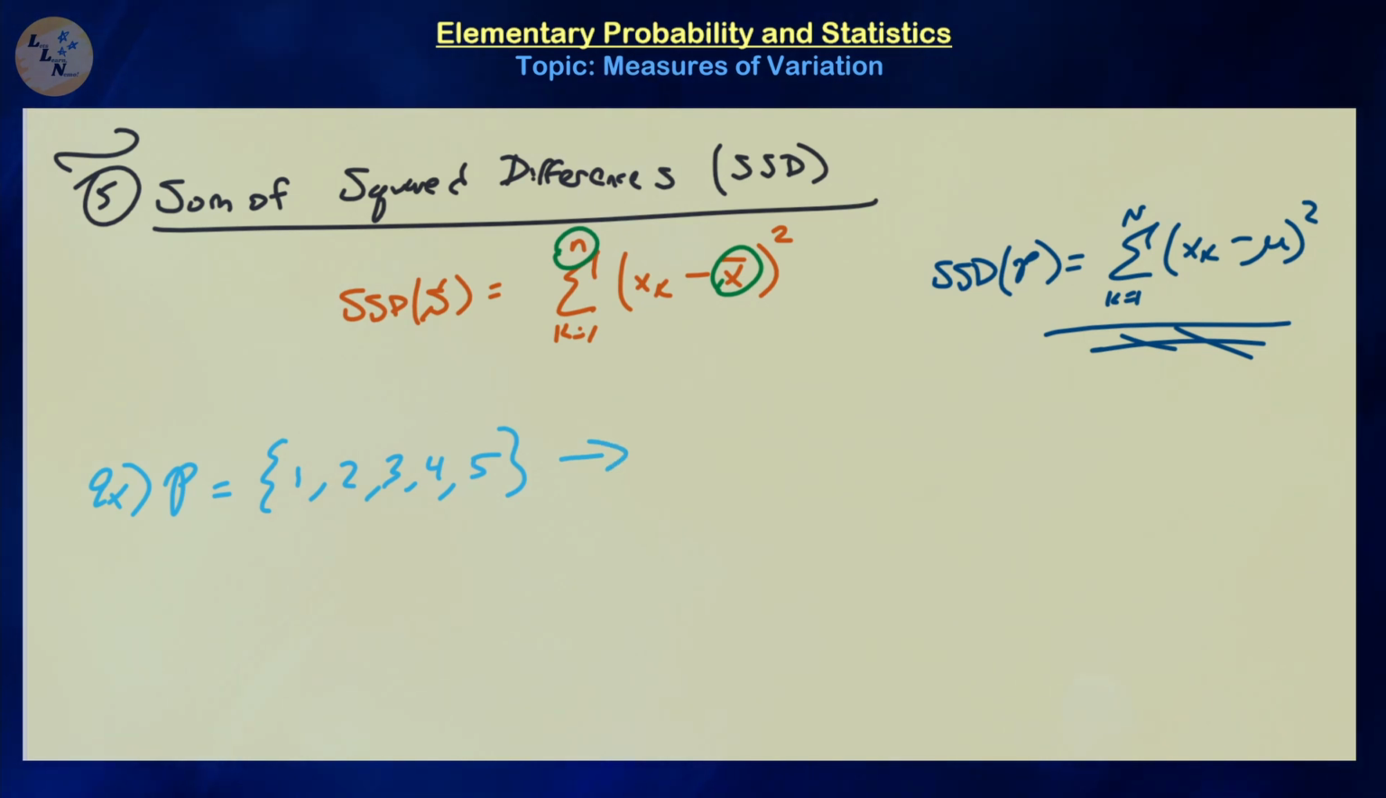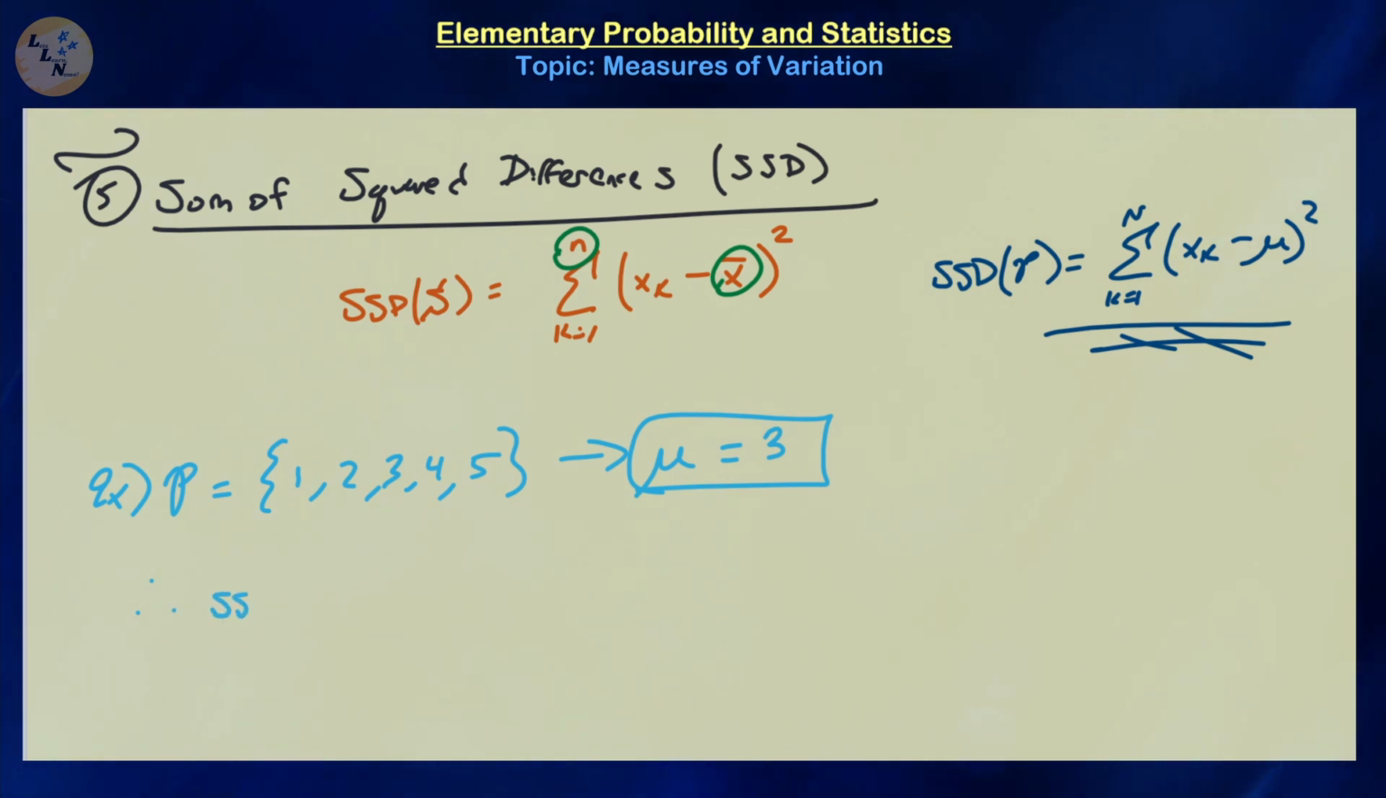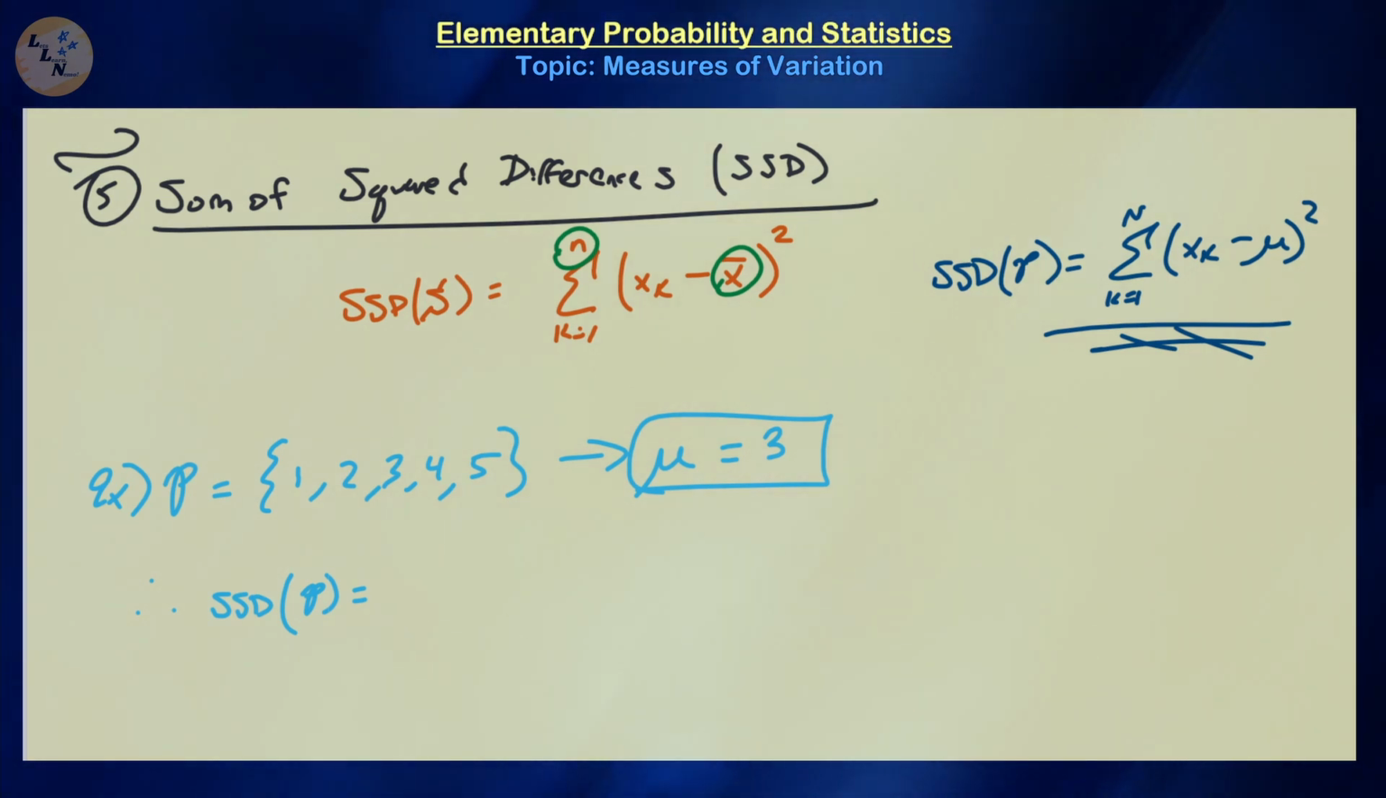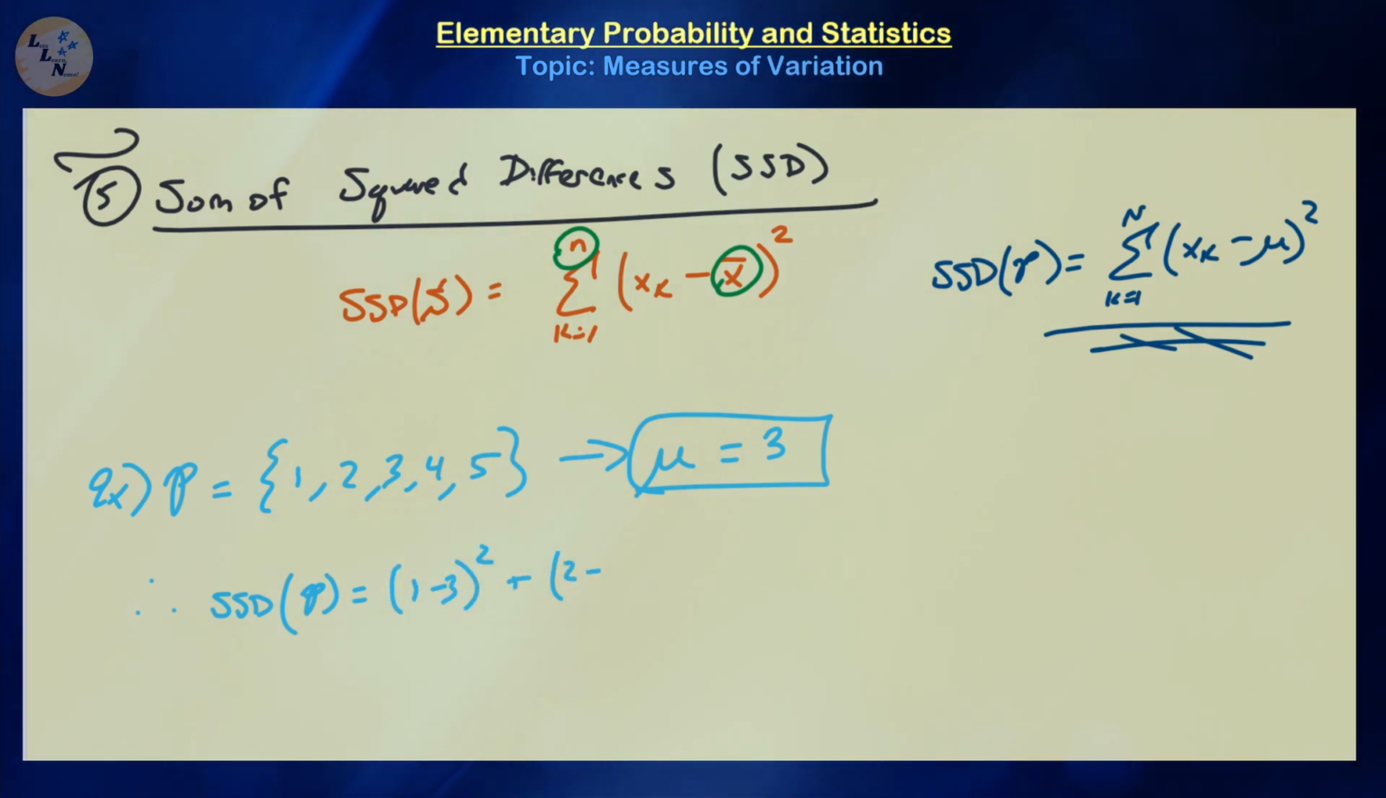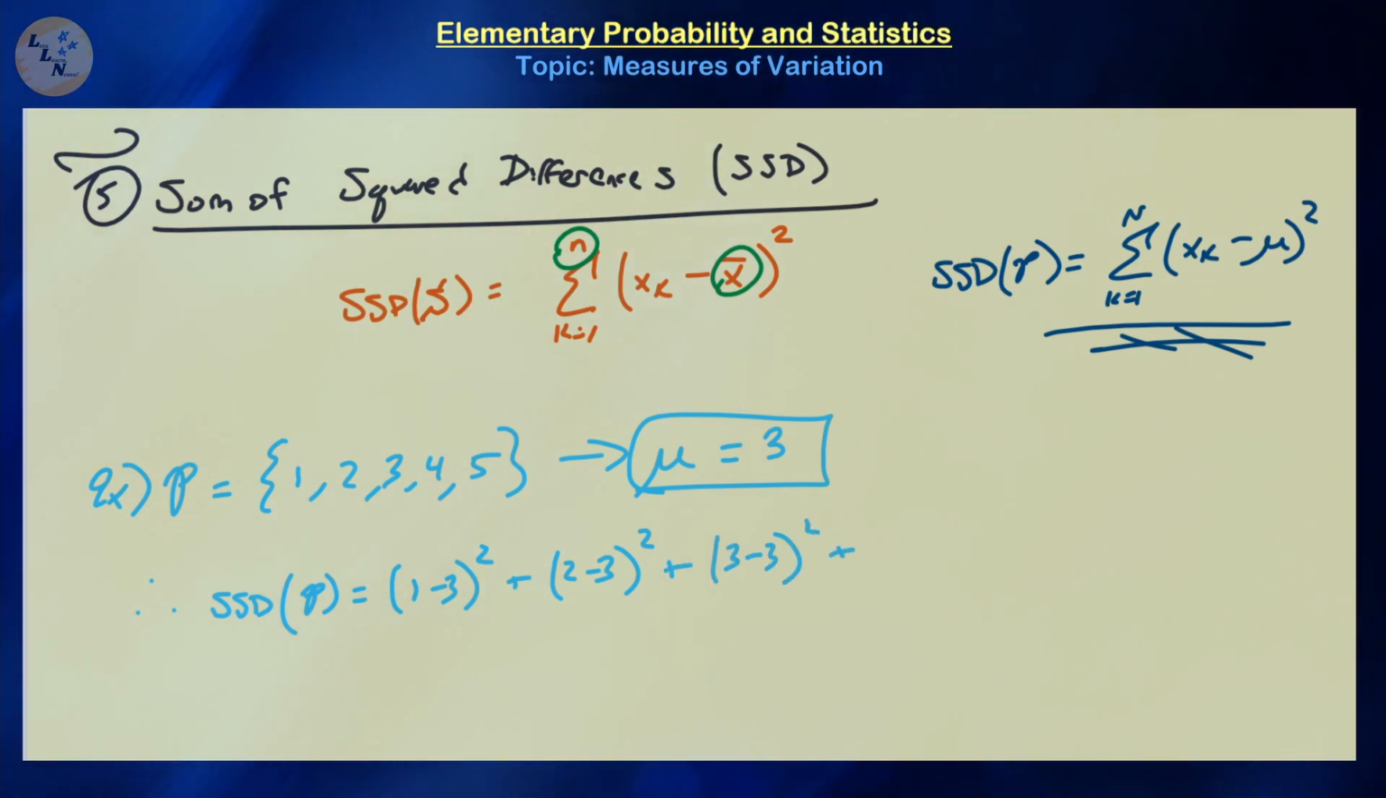And we clearly see that the population mean mu is going to be equal to 3. So therefore, the sum of squared differences for my population P is going to be equal to, so we're going to take all the values, subtract the mean, and then square that difference. So this is going to be 1 minus 3 the quantity squared plus 2 minus 3 the quantity squared plus 3 minus 3 the quantity squared plus 4 minus 3 the quantity squared plus 5 minus 3 the quantity squared.